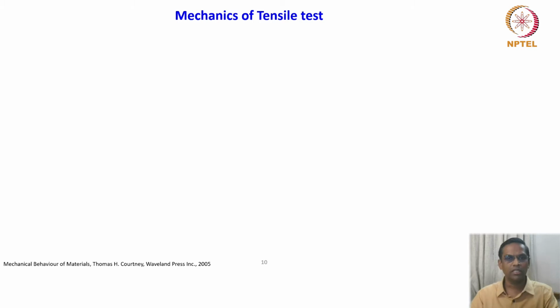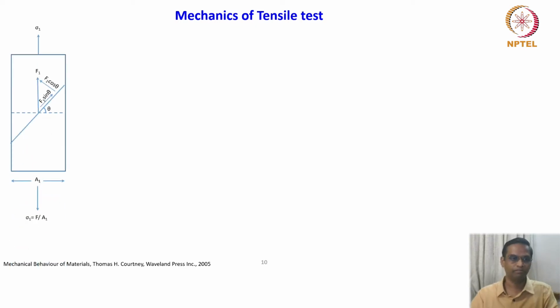Now we just move on to the next important mechanical testing called the tensile test. Before even getting into the results and the description of what kind of data you will get, we will also look at the mechanics aspect of the tensile test. Since we have spent a lot of time on the mechanics aspect, it's better to correlate then and there. That helps. So what is involved in a tensile test?